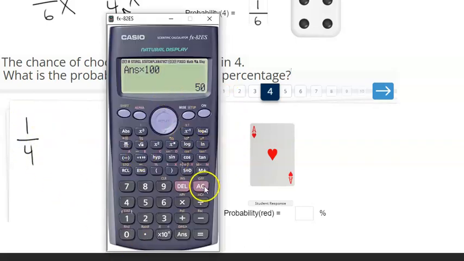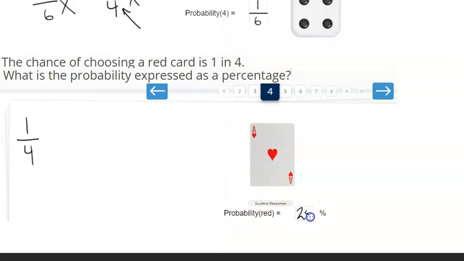Again, if you want to use your calculator, if you're not too familiar with converting a fraction to a decimal, this is 1 out of 4, so fraction button, 1 out of 4, equals. Press the SD button, which will change it to 0.25, and then just multiply that by 100. You should get 25. So there is a 25% chance of choosing a red card within a 52 standard card deck.